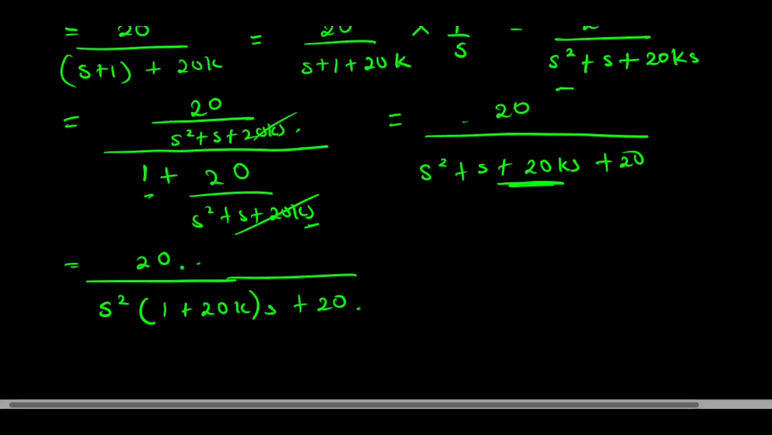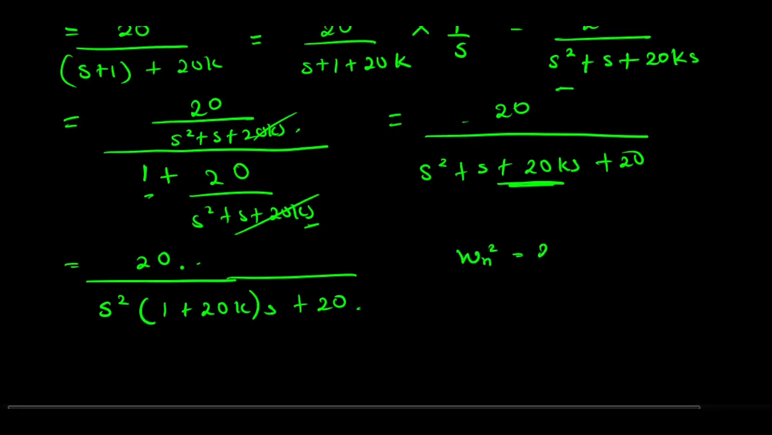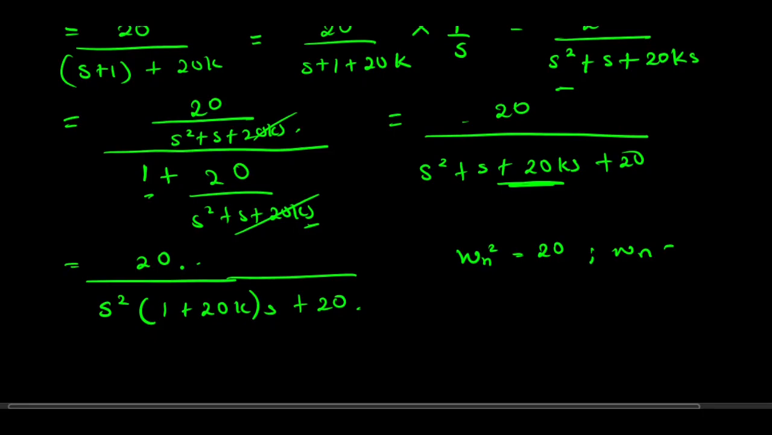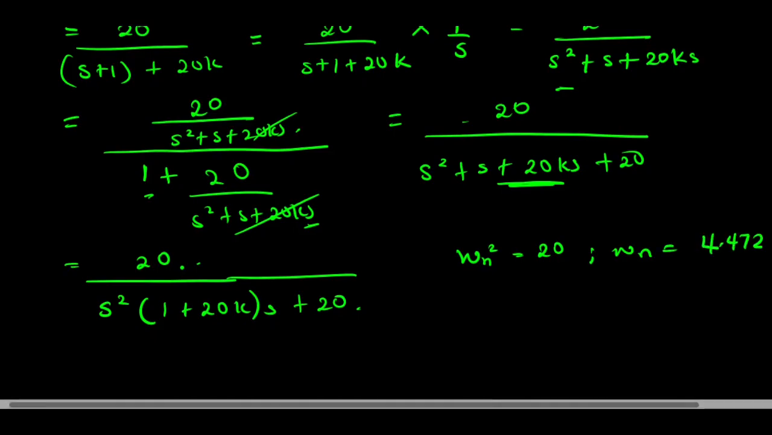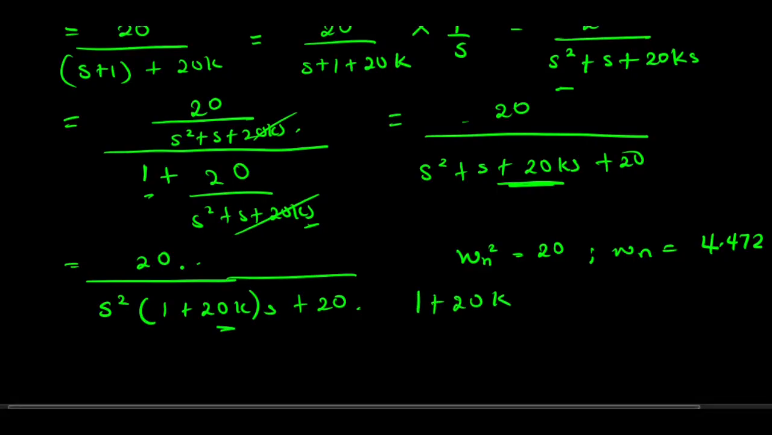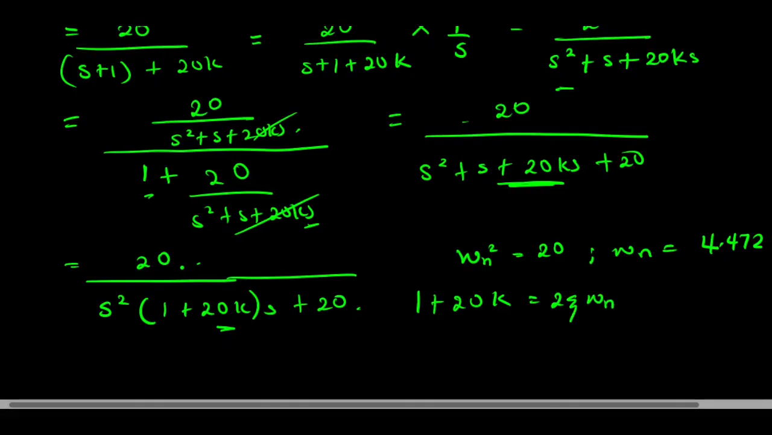Here and here is now the same. It'll be wn squared is equals to 20. That means wn is equals to the root of 20, which is 4.472. And for the center part is equals to, remember, 2 zeta wn. You can include the s, but the s will cancel out, you already know.